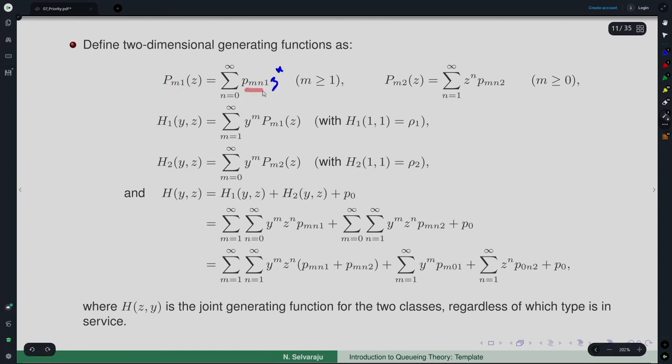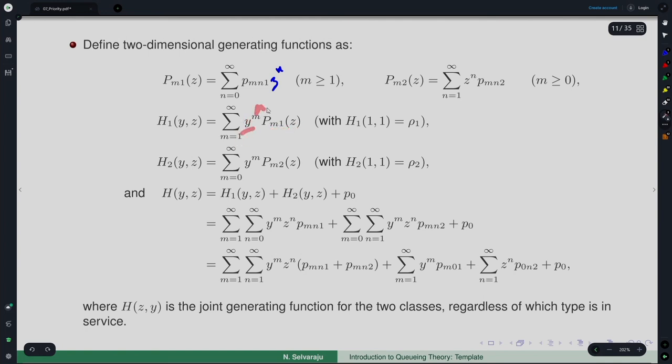So, the sum of Pmn1 z to the power n is what you are looking at here. For a fixed value of m and the third index being 1, you are denoting its generating function with respect to this n. Similarly, Pm2 is the same thing, but now with respect to 2. Now, plug this Pm1 inside.